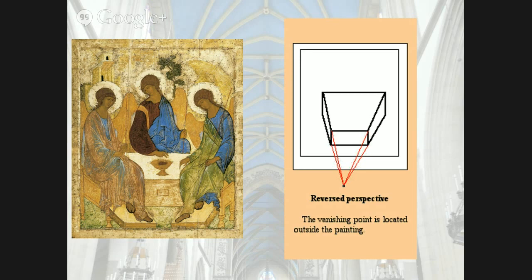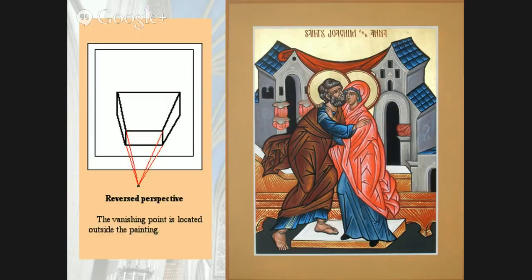So if you look at this icon of the Trinity by Rublev, you can see some of that. If you look at the building up here, the mountain, and then down here at the bottom, see that the lines of perspective go the opposite direction. And they're doing this on purpose, because they're showing heaven, not earth. This one might be easier to see too. So you see the two buildings in the background. You can see how the vanishing point's coming forward. It's reverse perspective. Saints Joachim and Anne, the parents of Mary.